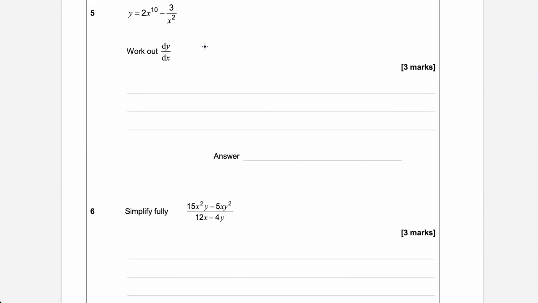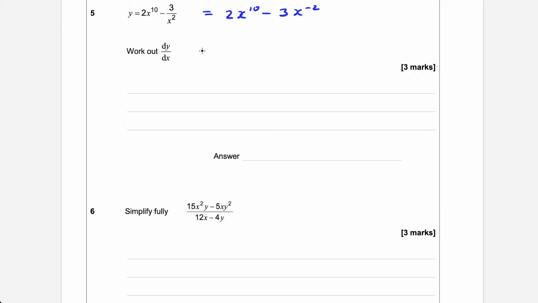Question 5. Work out dy/dx. So first thing to do, guys, is to write this as just powers of x. So y is equal to 2x to the 10 minus, and we change this 3 over x squared to 3x to the minus 2. We want the power above the line, and guys, if I have a power underneath the line and I want it above the line, I just make it a negative power.